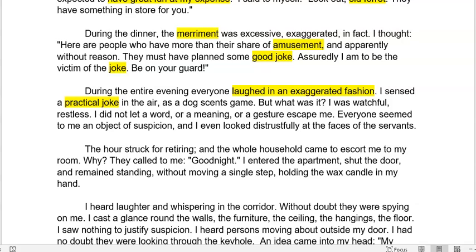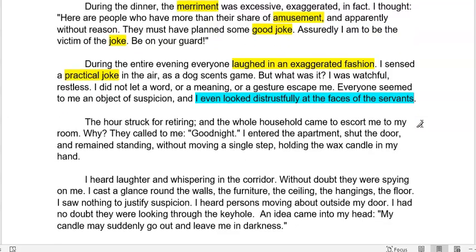Now this, even though it's not adding to the funny overall atmosphere of the story, is actually foreshadowing events to come. "I even looked distrustfully at the faces of the servants," and we will come back to that after we get to the end of the story. This is foreshadowing what is going to come later in the story.